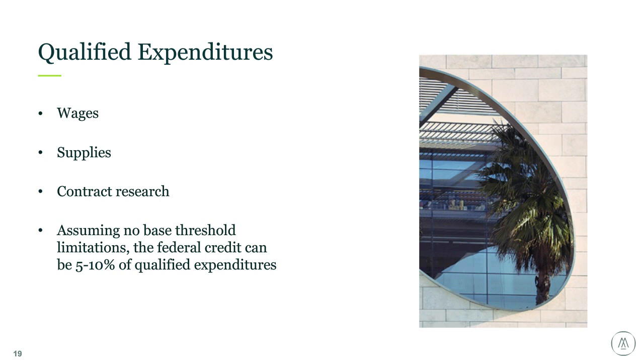So first, with wages. We want to capture all the people that are directly performing the R&D activities, but we also can capture the people who are supporting those R&D activities or directly supervising those R&D activities. So for example, maybe there's an engineering department and someone's actually doing the design. Not only can we capture their time, but we could potentially capture their supervisor's time, as well as anyone that's in a supportive role helping with those R&D efforts.